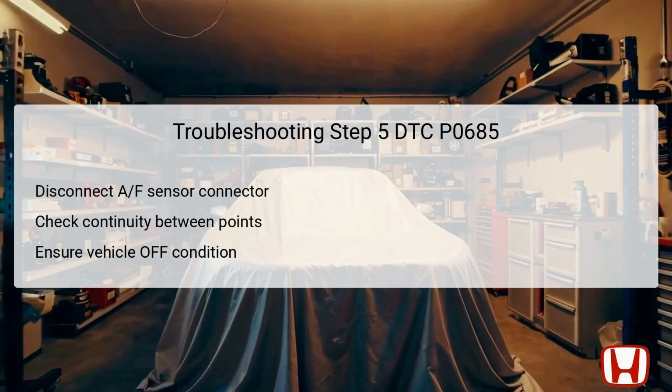In the 5th troubleshooting step, disconnect the 6P connector from the AF sensor to facilitate the continuity check. Ensure that the vehicle remains in the off or lock mode during this procedure. Measure continuity between test point 1, which connects to relay circuit board connector female terminal number 1, and test point 2, which is connected to the AF sensor 6P female terminal number 2.